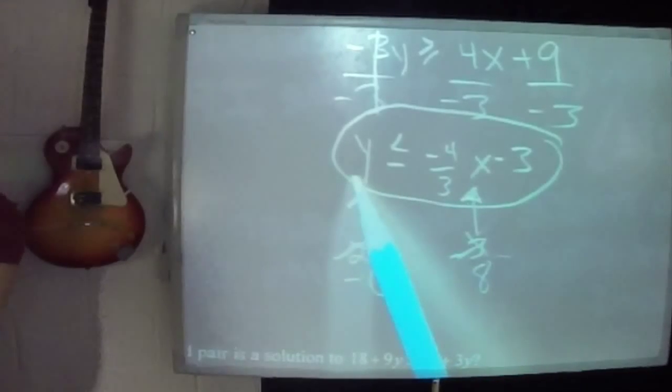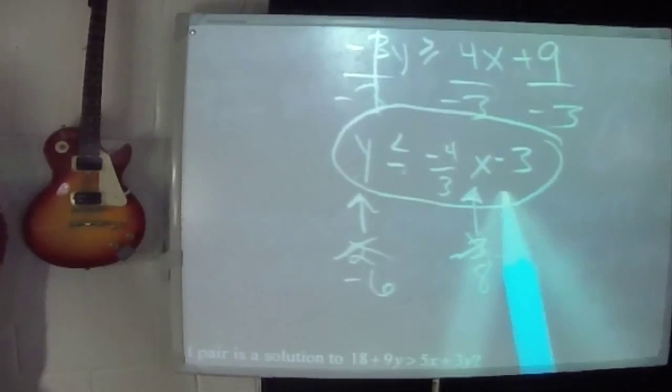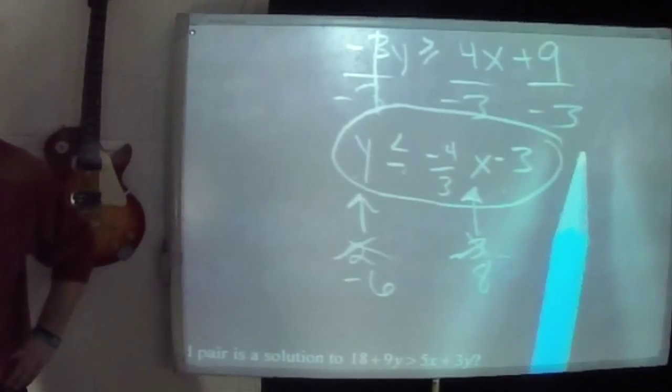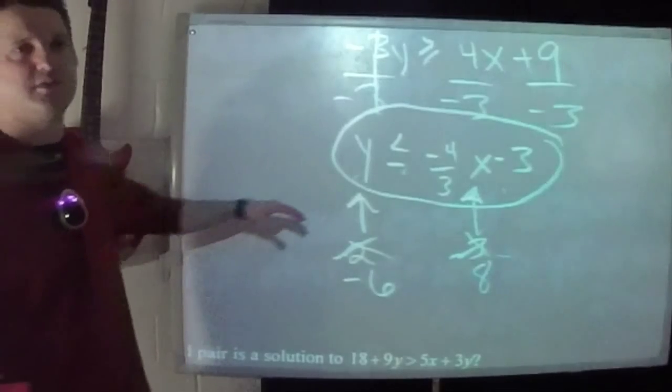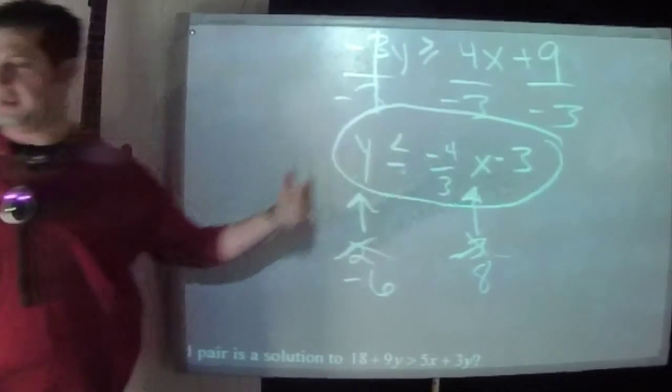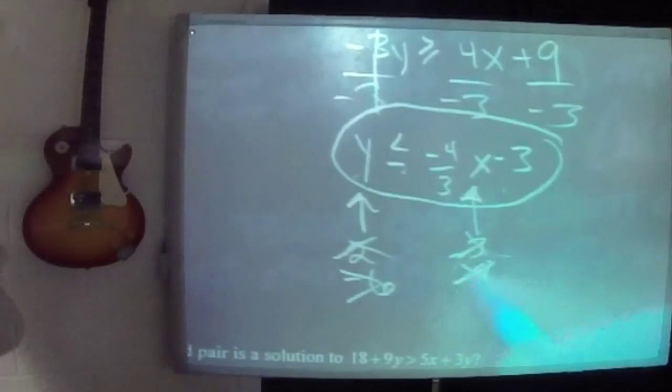Is negative 6 less than or equal to negative 13.6? Less. So negative 6 less than or equal to negative 13.6. Less than means, on a number line, left of. So is negative 6 left of? So it's not that one either.